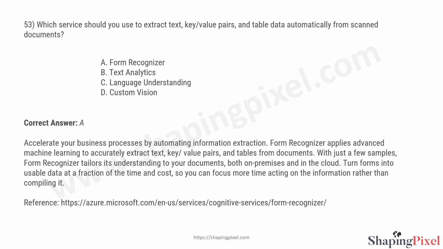Accelerate your business processes by automating information extraction. Form Recognizer applies advanced machine learning to accurately extract text, key value pairs, and tables from documents. With just a few samples, Form Recognizer tailors its understanding to your documents, both on premises and in the cloud, turns forms into usable data at a fraction of the time and cost, so you can focus more time acting on the information rather than compiling it.